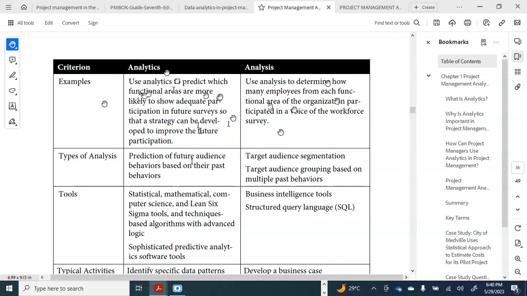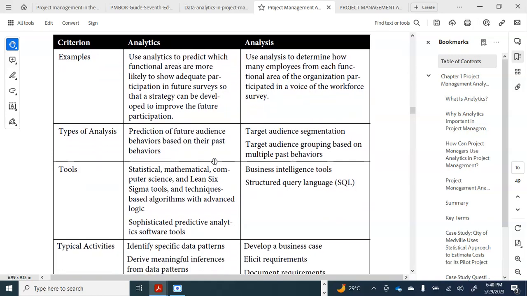So analysis, analytics. So we move here, type of analysis. We have the predictive type of analysis under the criterion type of analysis: prediction of future audience behavior based on their past behavior. Right? We'll see that in the S-curve, when we draft our S-curve. It's an application on its own, but we'll see that, and it will be more understandable. Under analysis, we have the target audience segmentation, target audience grouping based on multiple past behavior. You see that now? So you have prediction of future audience behavior based on their past behavior, and target audience segmentation grouping based on multiple past behavior.